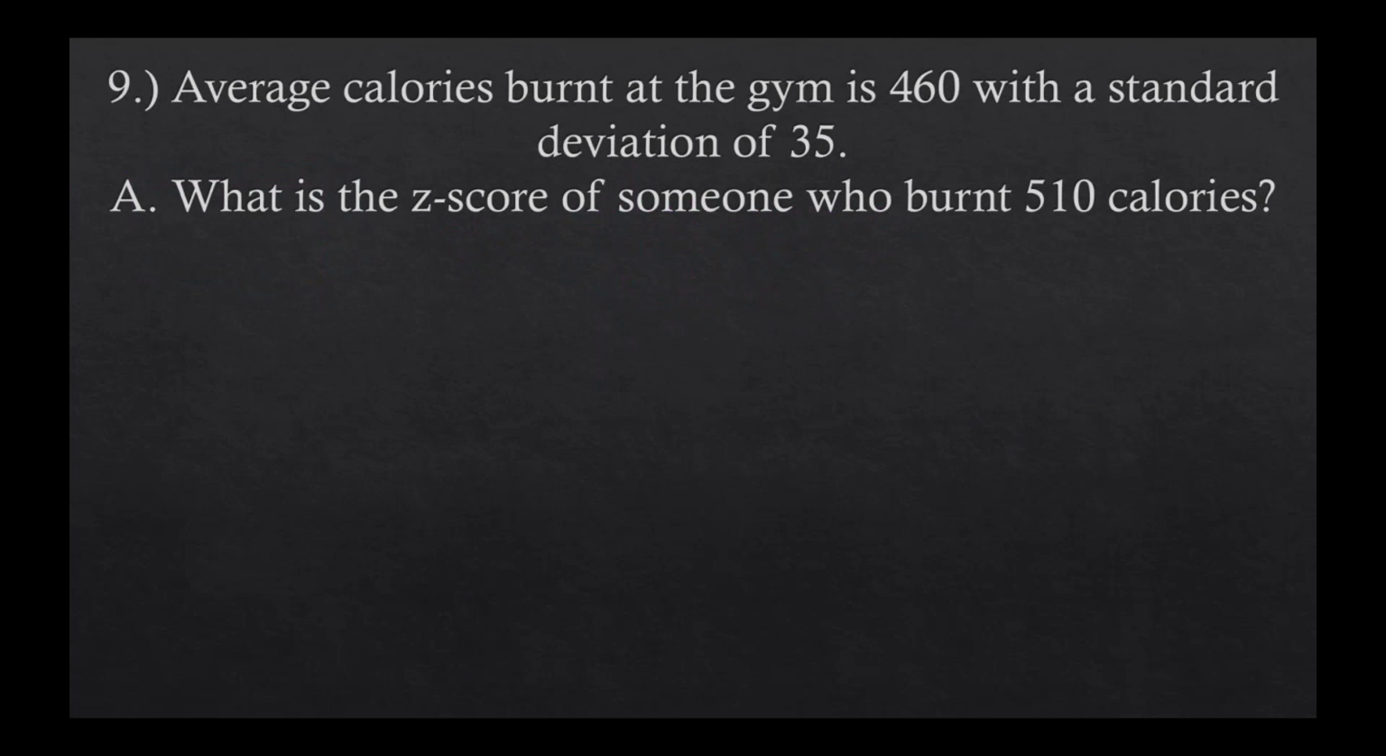So we have letter 9A. And we're going to use this data. The average is 460 with a standard deviation of 35. And of course, this is completely made up data. So average calories burnt at the gym is 460 with a standard deviation of 35. And we're going to use these for the next few problems. So first, we're just going to find the z-score of somebody who burnt 510 calories. This is our value, because we know this here is our mean, and this part here is our standard deviation.